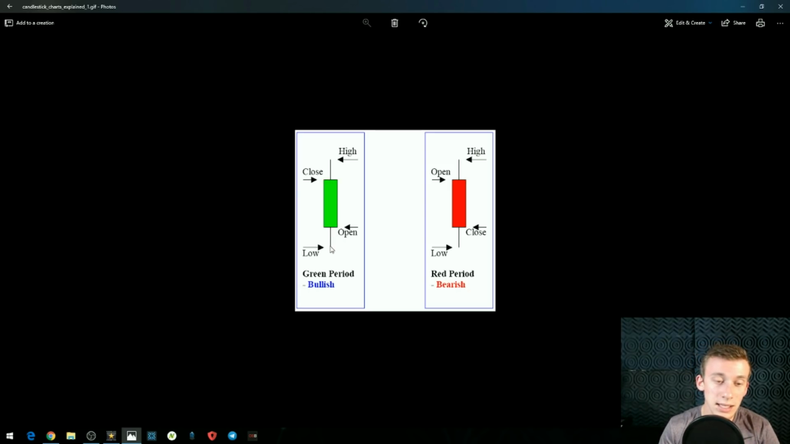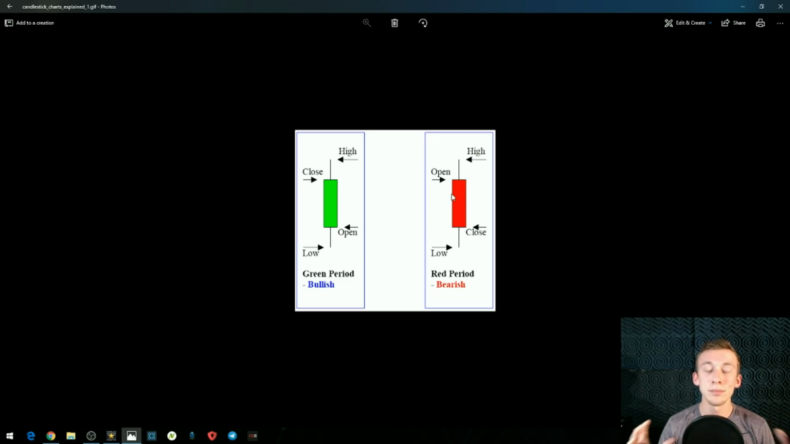Now you have these little skinny lines right here. These are either called wicks, tails, or shadows. I like to call them wicks just because if you're thinking of candlesticks, you think of wicks, so it makes it kind of easy. What these lines show is the very low of the price movement in that period of time, and the top here shows the highest point of the price movement in that period of time.